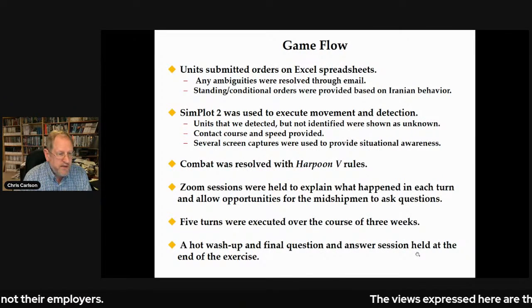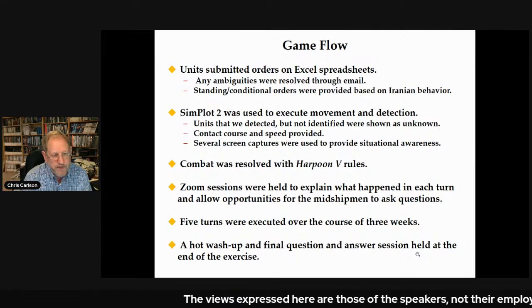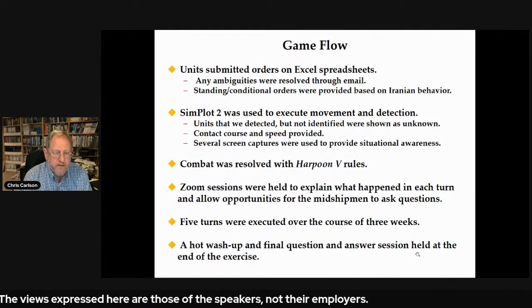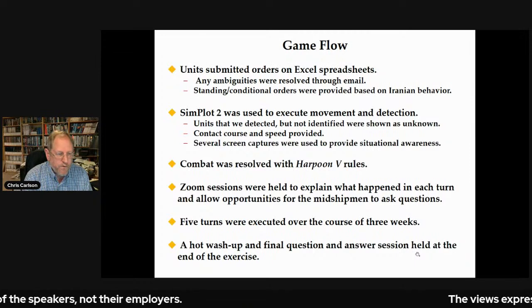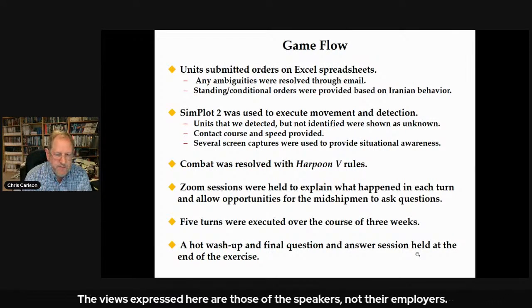All combat was resolved with Harpoon 5 rules. Again, we didn't go into detail with them with that, but we did provide them a copy of the spreadsheet we were using so they could get an appreciation if they wanted to. And Zoom sessions were held on Tuesday and Friday, where we would go over each unit's move and give them the results with greater detail rather than just the Simplot captures and the emails.